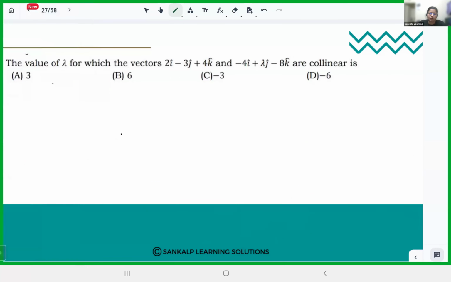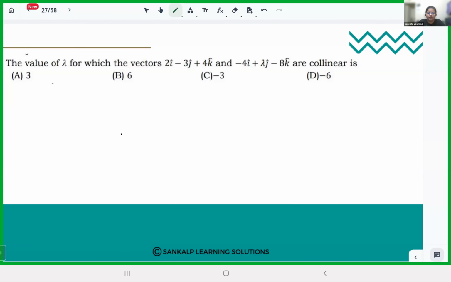Now, the value of lambda for which the vectors 2i minus 3j plus 4k and minus 4i plus lambda j minus 8k are collinear is. So you have to find the value of lambda such that the vectors are collinear. When two vectors are collinear, their direction ratios will be proportional. There are many methods to check the collinearity of two vectors, but here we are taking the proportionality of the direction ratios.